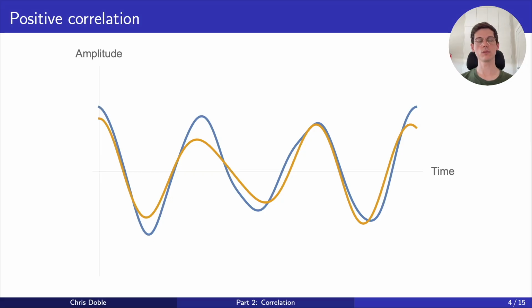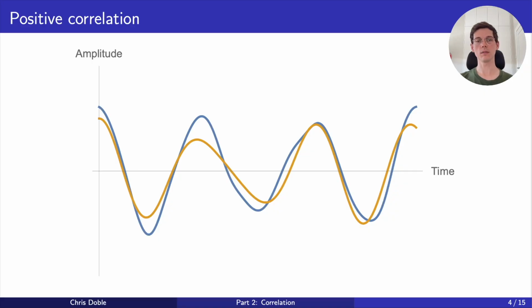Here we have two signals, two values that change over time. The horizontal axis is time, and the vertical axis is amplitude. The correlation of two signals like these is a measure of their similarity. That's a bit abstract though, so let's see if we can build an intuition.